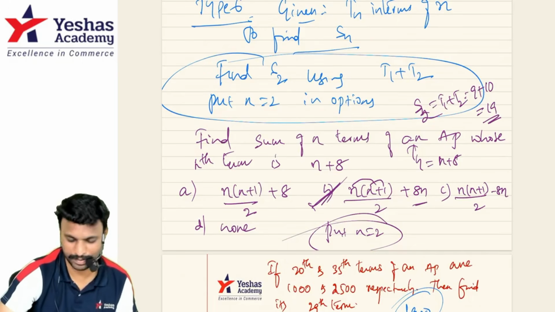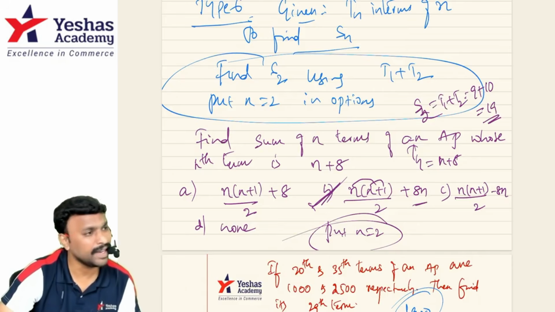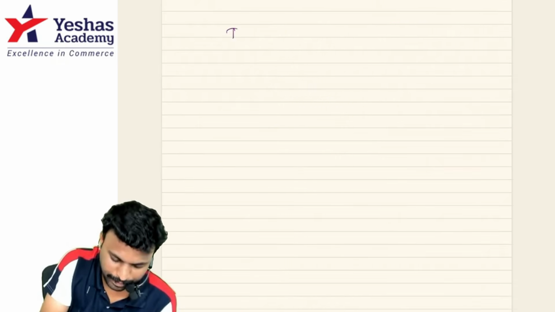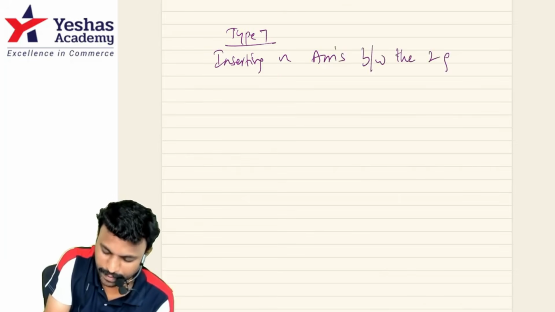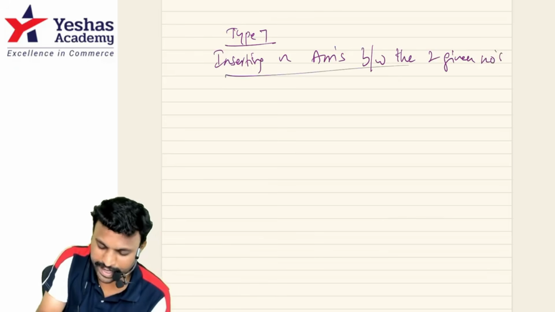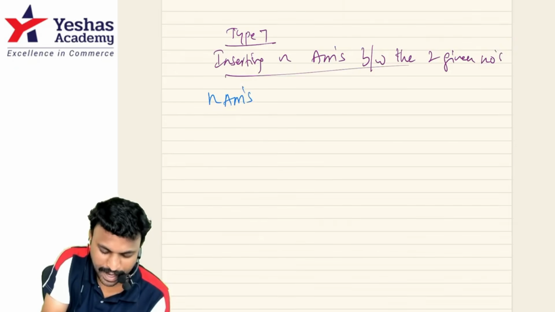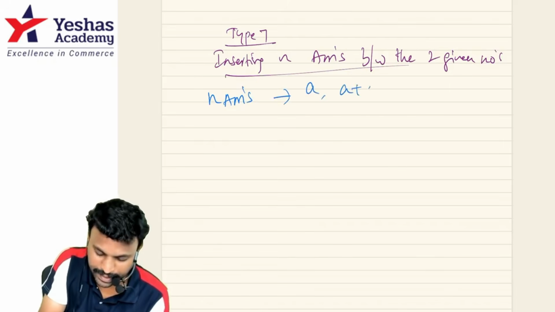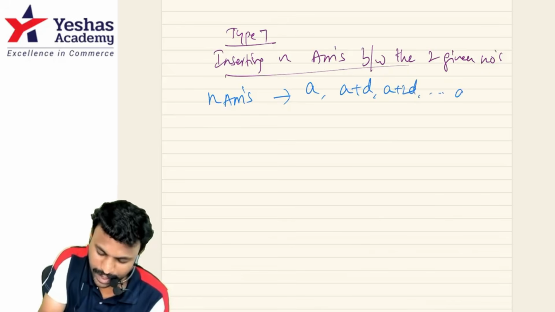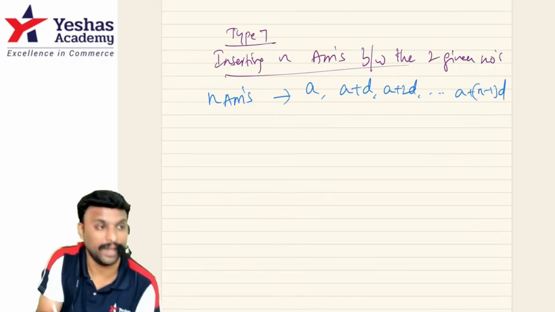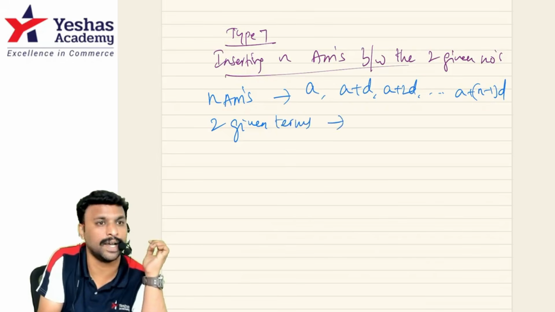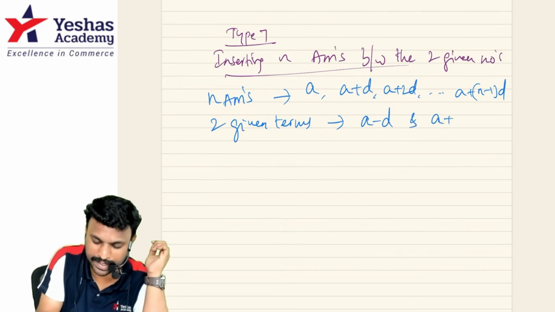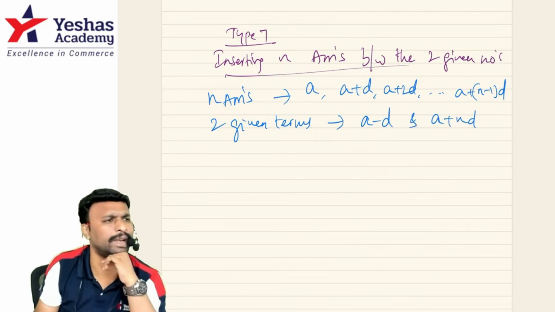Just 2 minutes and just revise all the points. Done with this? Type 7. What was type 7? Inserting n AMs between two given numbers. What are n arithmetic means? N AMs are A plus D, A plus 2D, and so on, A plus n minus 1 into D. And the two given terms are A minus D and A plus nD. One example on this quickly.